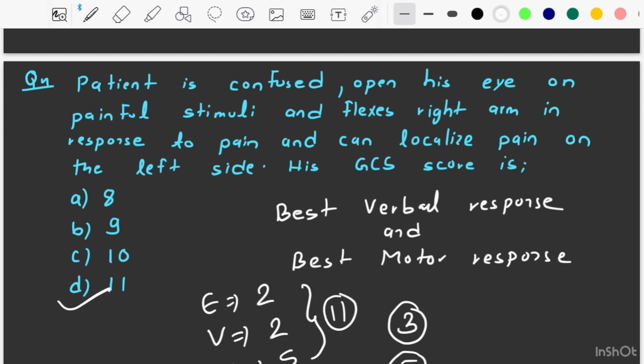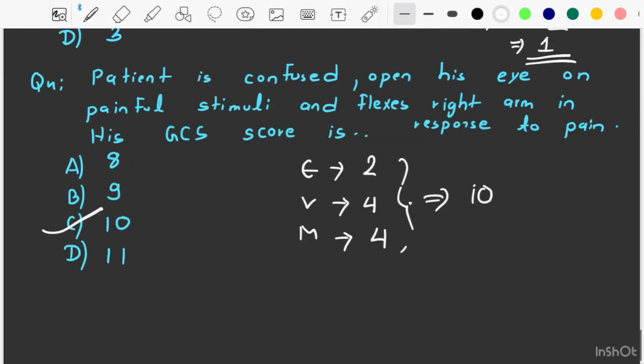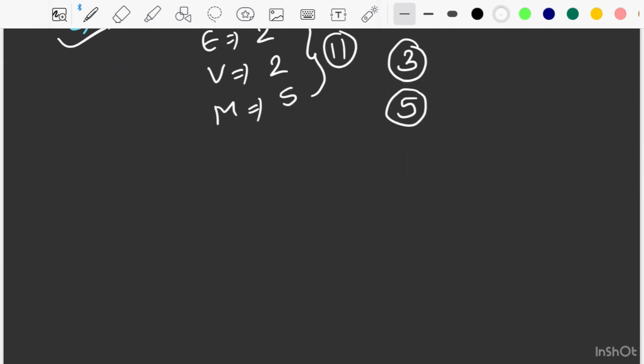So these are a few questions which can come in your exams, and this is all about the GCS score. Thank you.